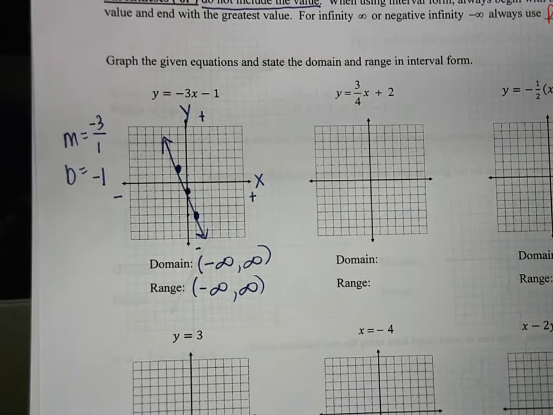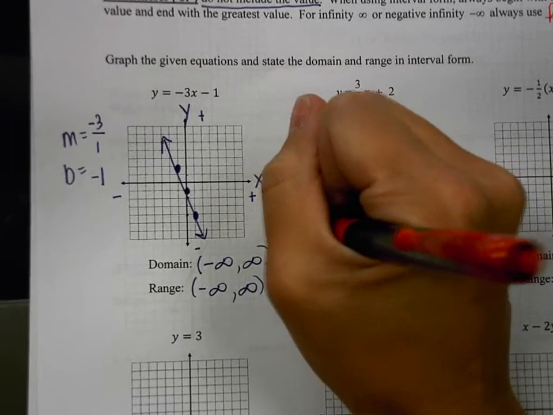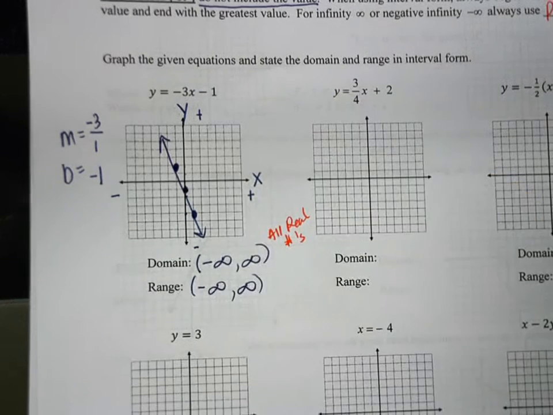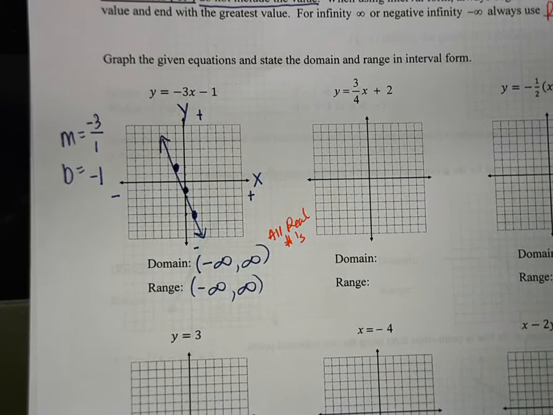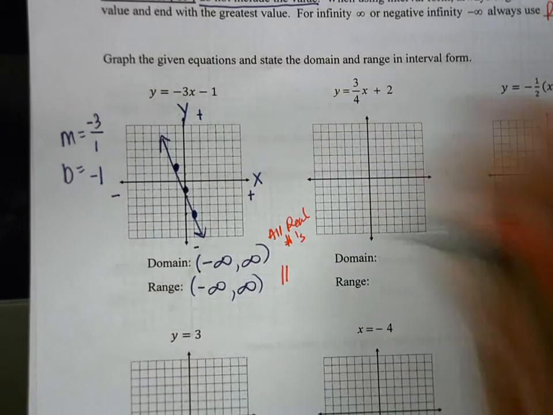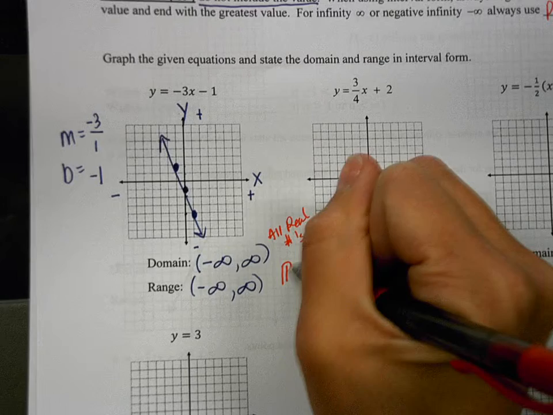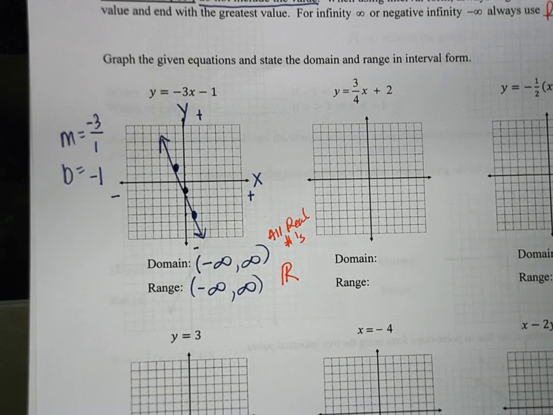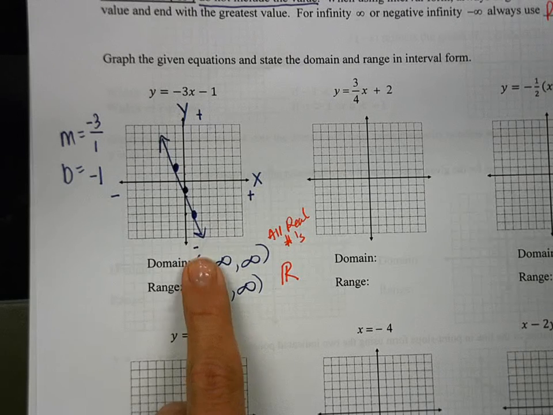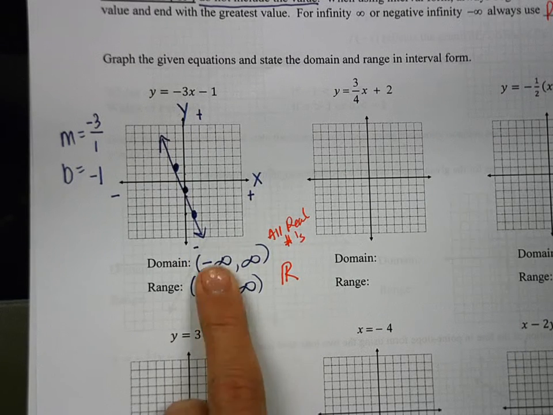You might also hear this referred to as your domain is all real numbers. Okay? I'm going to write this down, all real numbers. There is an abbreviation for all real numbers. Do you guys know what that is? You draw two parallel lines like this, and then you put an R around them. And that stands for all real numbers. Okay? This would be an acceptable answer for domain and also for range, or our interval notation.